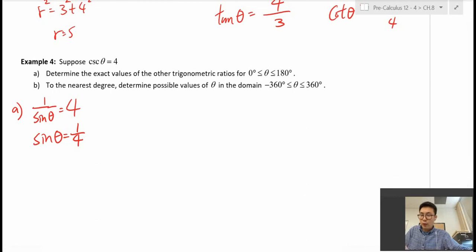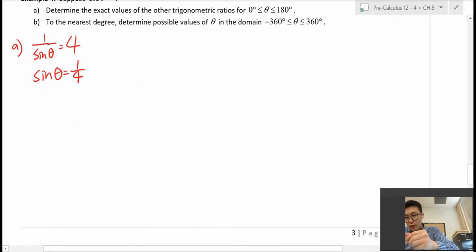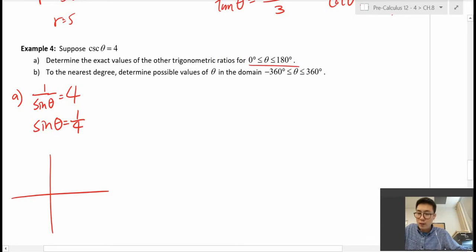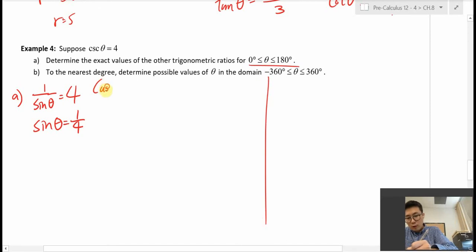Now we can find the other trig ratios. Well, I guess first of all, let's draw out the diagram. It says for 0 to 180. Now, sine theta is 1/4, so sine is positive. So we actually have 2 cases. I'm going to write this out. We have 2 cases: case 1 and case 2.